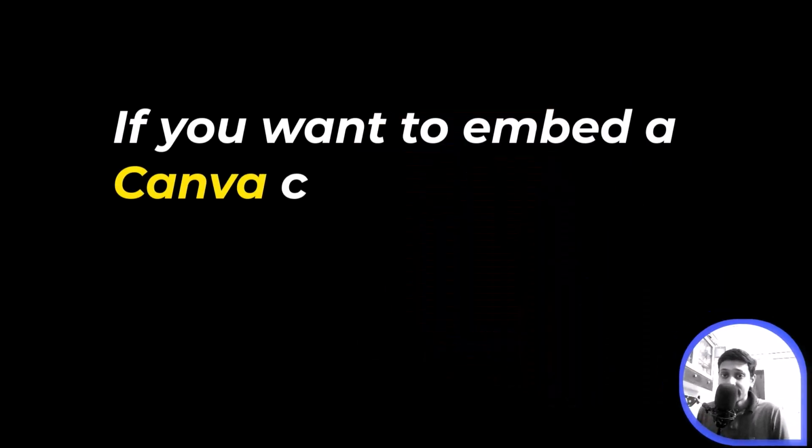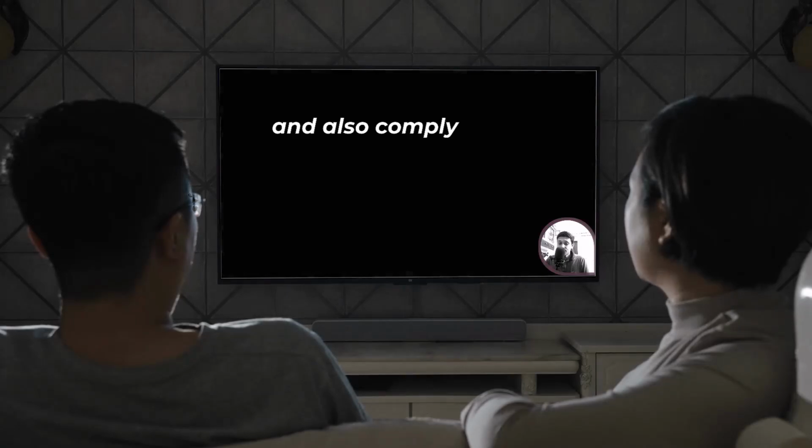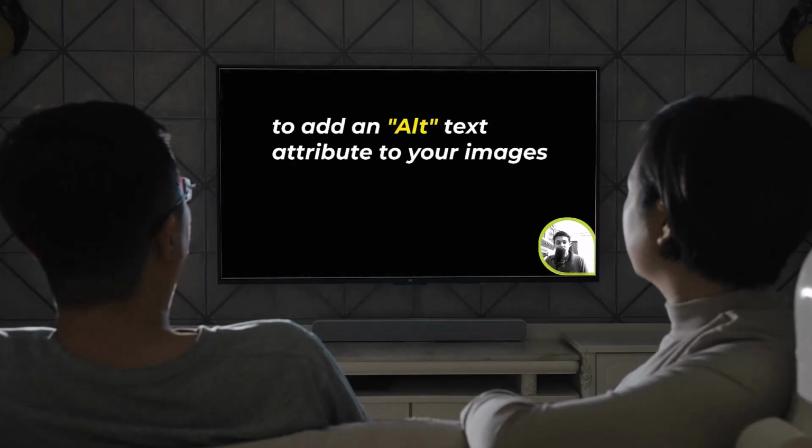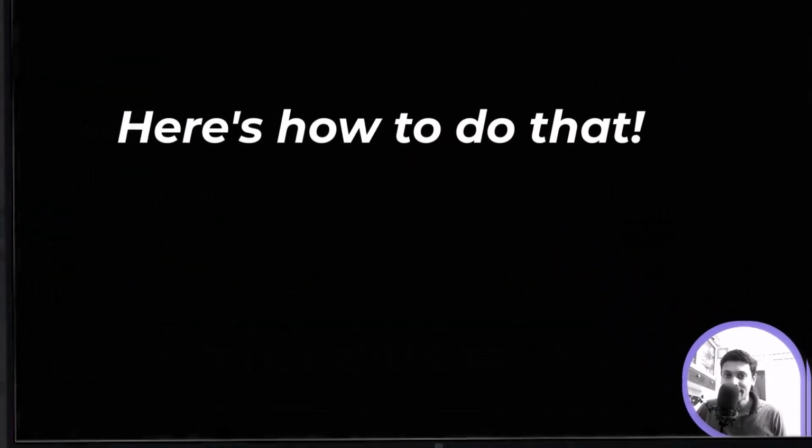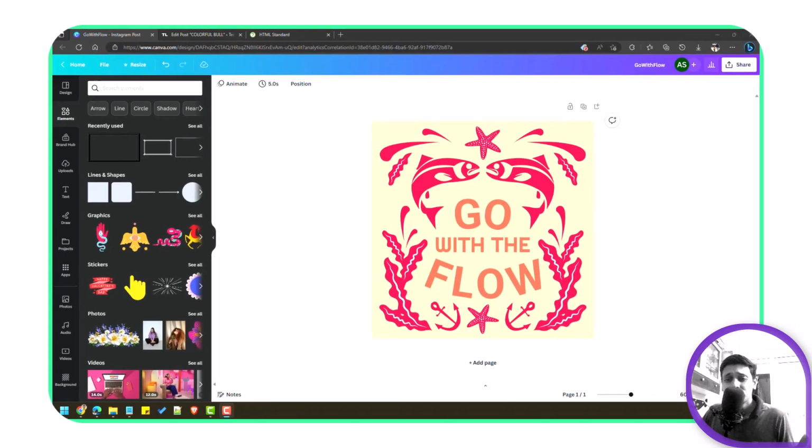If you want to embed a Canva created image inside a website, blog, or article, and also comply with accessibility guidelines to add an alt text attribute to your images, here's how to do that. As you might already know, doing this will ensure the screen readers can also pick up on the image's alt text attribute. That's why it's really important to have alt text added to images.